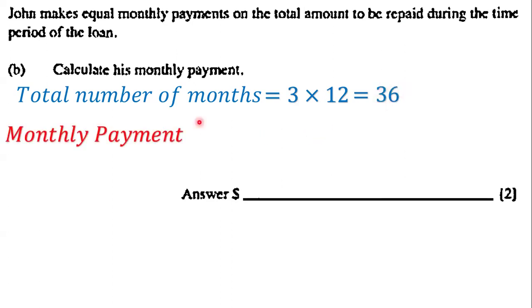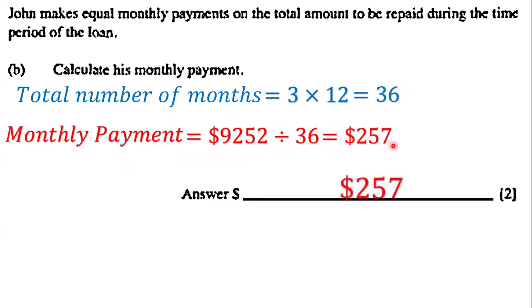Next, we have to determine his monthly payment. Now, remember that he has to pay $9,252. That's what he has to repay. And we're going to divide it by 36 because there are 36 months. And when we divide it, we get 257. And so that means that his monthly payment is going to be $257. And that's the answer to this question.